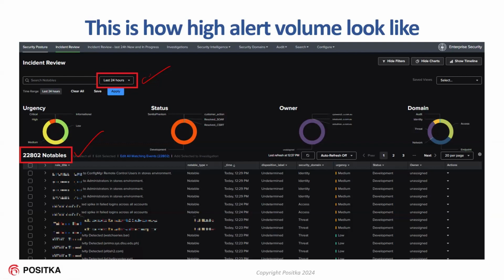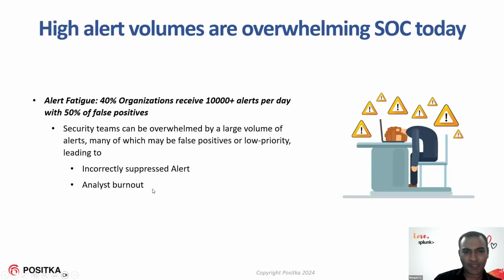Oftentimes, malicious alerts are grouped under medium and low severity. So if the SOC analyst is focused only on the high and the critical severity alerts, because when there are 22,000 alerts in a day, it's logical for the SOC analyst to look only at the high and the critical severity ones, right? So he'll be missing the truly malicious alerts, which are currently in medium and low severity. So the overwhelming alert volume is really the challenge today.